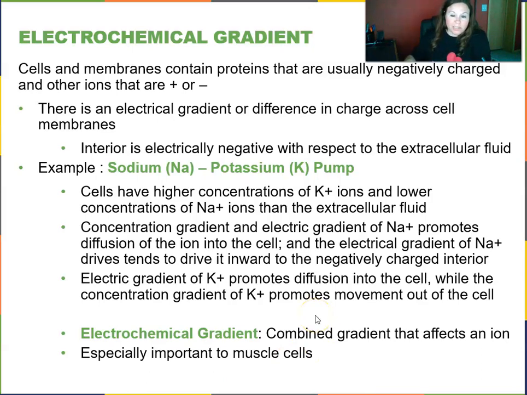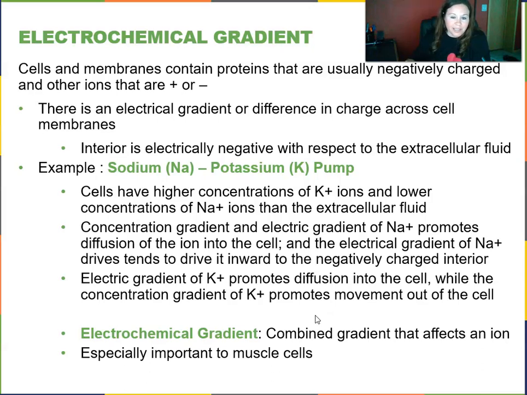The cell also wants to maintain this electrical gradient. So in order to do that, it has to keep the ions in the right spots, whether they're on the inside or the outside of the cell. One of the main ways to do that is to make sure that potassium and sodium are in their correct places, their correct concentrations inside versus outside of the cells.